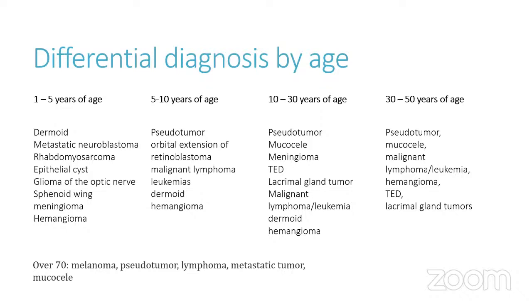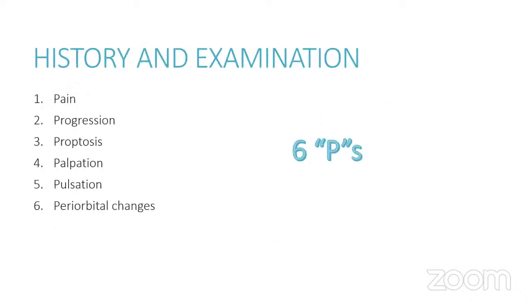In 30 to 50 years of age, again, it could be similar conditions, but the likelihood of malignant lymphoma and leukemia increases. Over 70 years of age, the cause could be melanoma, pseudotumor, lymphoma, metastatic tumor, and mucocele.